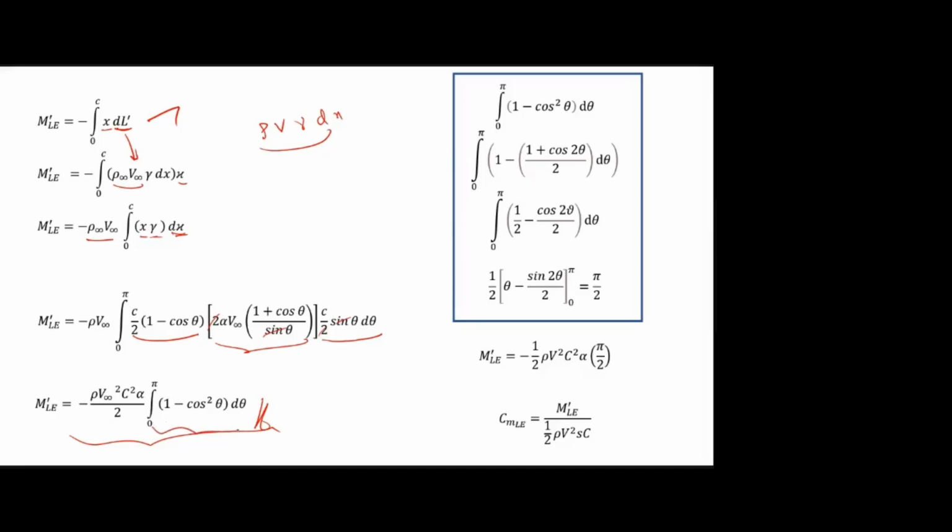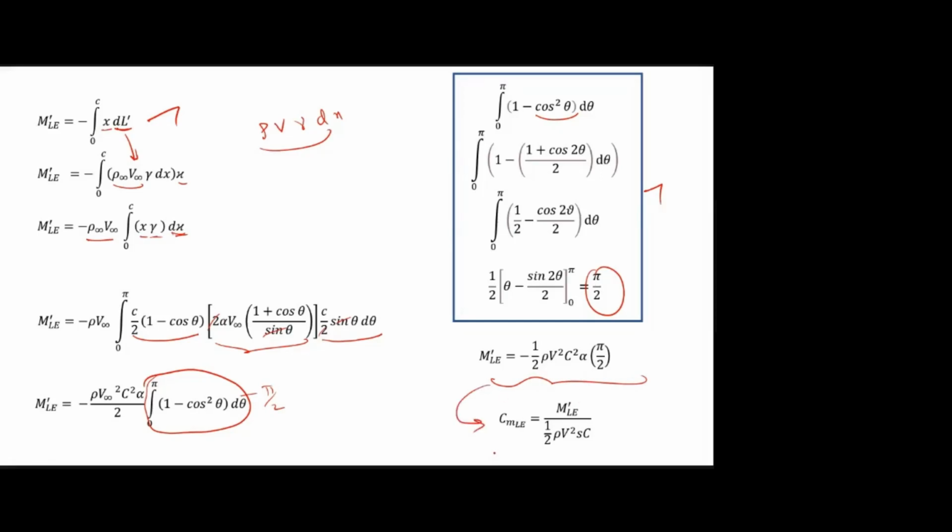Now you have to find the value of this integration, 1 minus cos theta squared. Here I mentioned the steps. The final value is pi by 2. Instead of cos square, we can write 1 plus cos 2 theta by 2. Then rearrange, apply the limits, you will get pi by 2. So instead of this integration, we substitute pi by 2, the solution of this integration. This is our final moment about the leading edge.